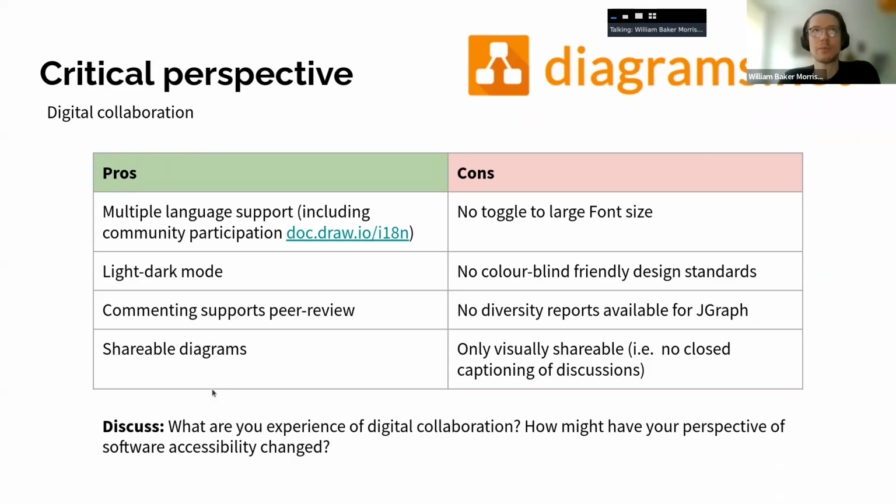But there are some drawbacks of this tool in terms of digital collaboration. For example, you cannot toggle the font sizes. You'll see this on, for example, the UK government website. You can just toggle to a large font size for the visually impaired. There are no colorblind friendly design standards. Also, the parent company which owns this website does not report on their diversity. This is quite an important part of inclusive software design.